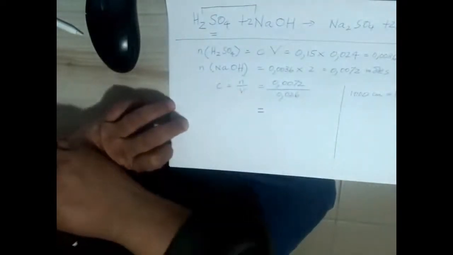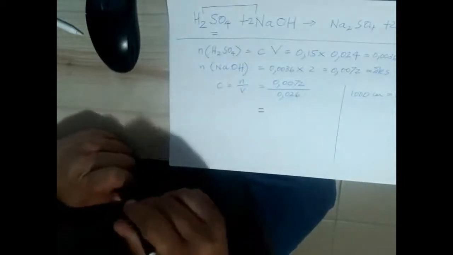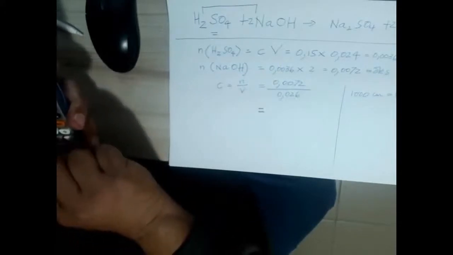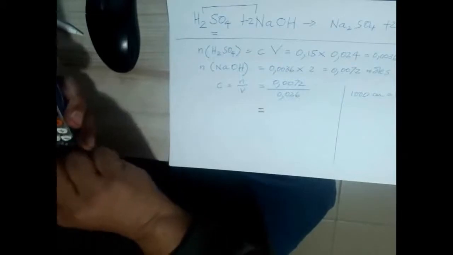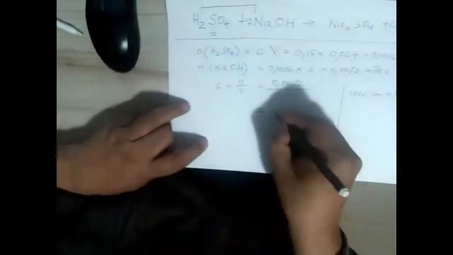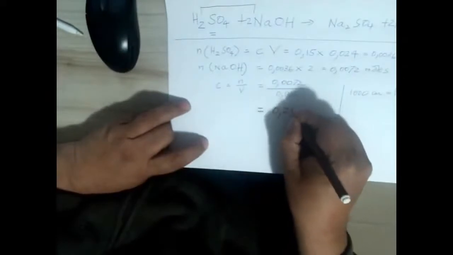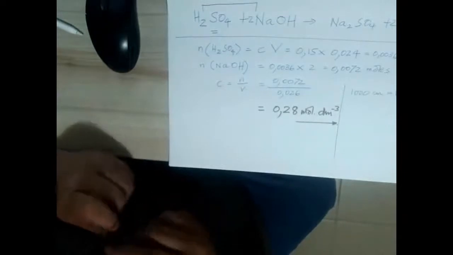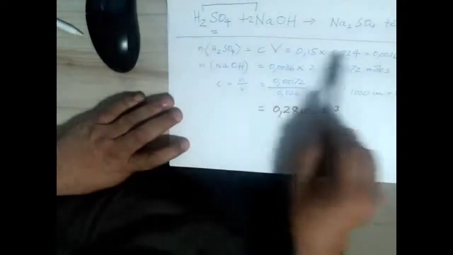And I found a Koki, so I will write with the Koki henceforth. But doing the calculation, 0,0072 divided by 0.026, and we get 0,28 moles per decimeter cubed. Right. So, it is a mole calculation.